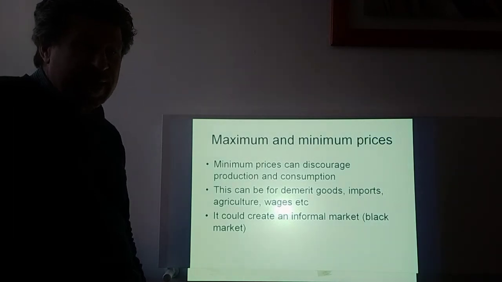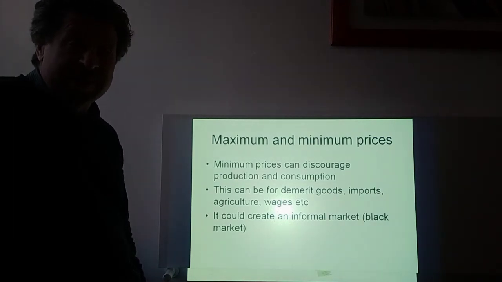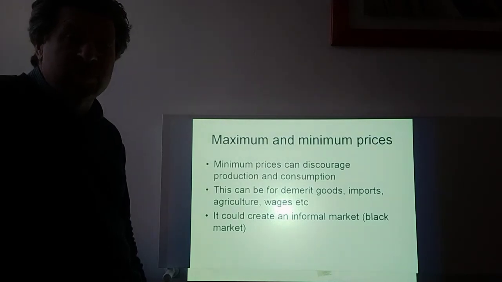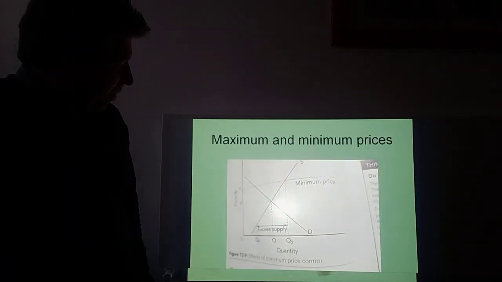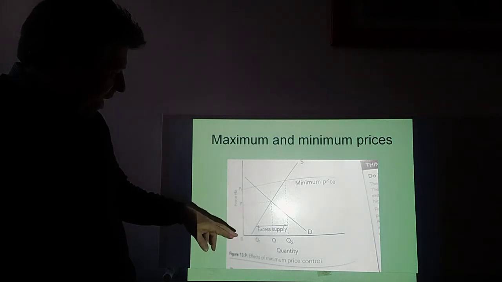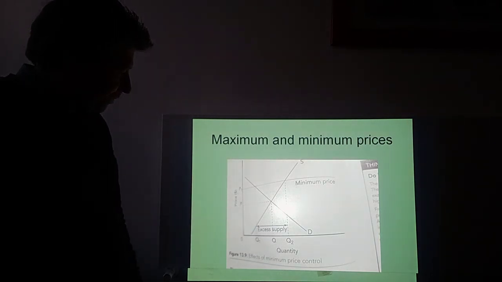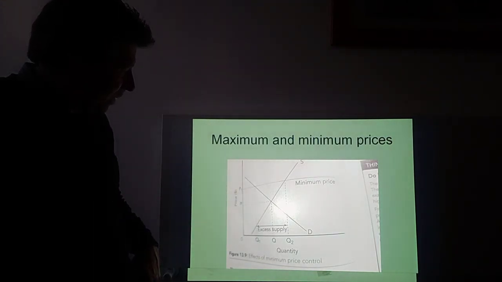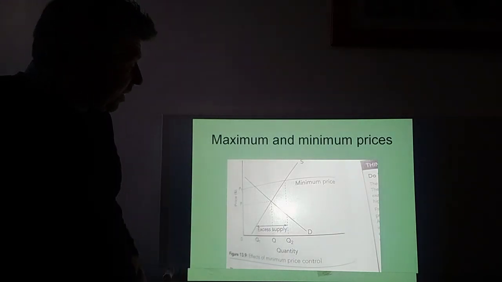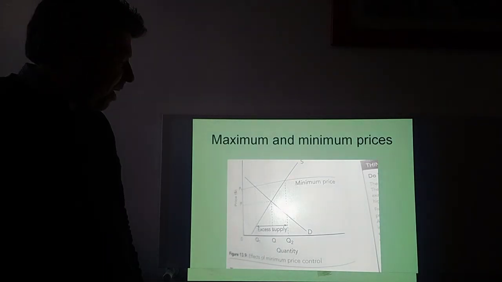But that could also create an informal black market, because the prices may be too high for many people. Here we've got again an excess supply, and many people won't want to pay this high price. That will mean some looking for black market produce.